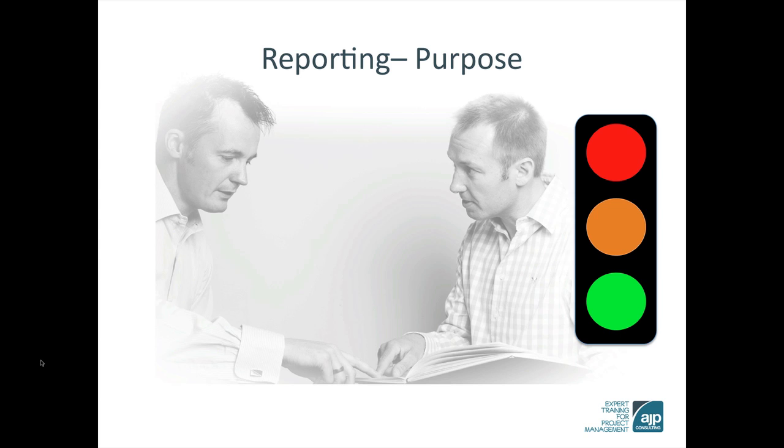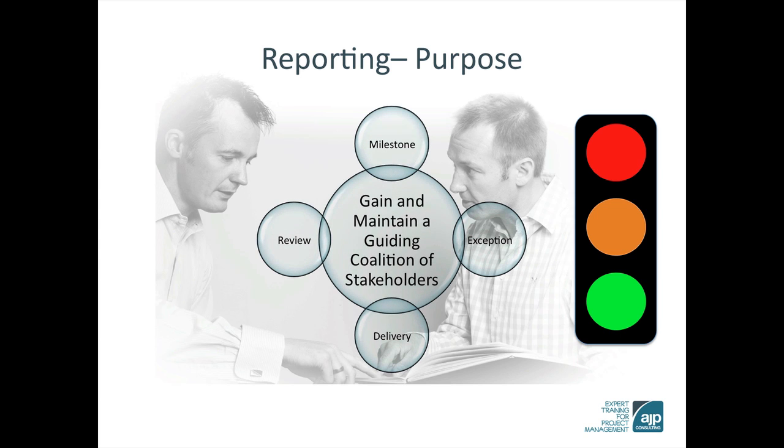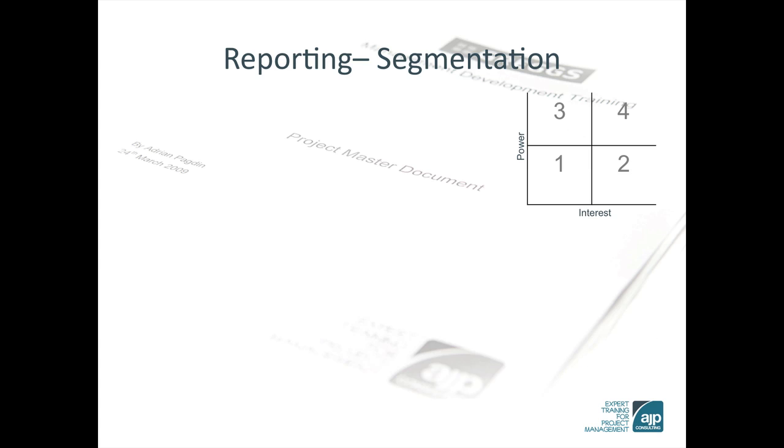There are different types of reporting. However, the purpose of reporting is to gain and maintain a guiding coalition of stakeholders who are prepared to support and sponsor the project. This means it's likely that we'll have different reports for different stakeholders. So let's revisit the power interest matrix from stakeholder management.